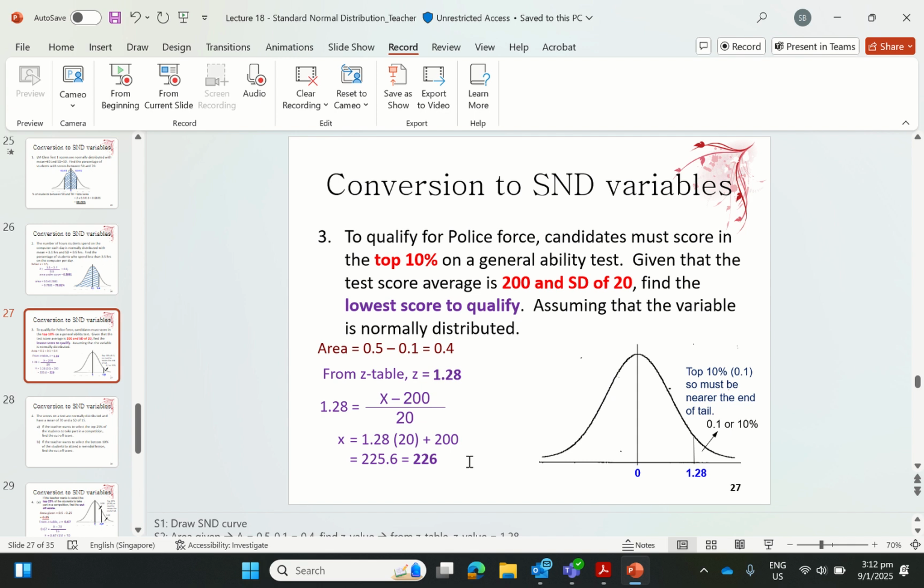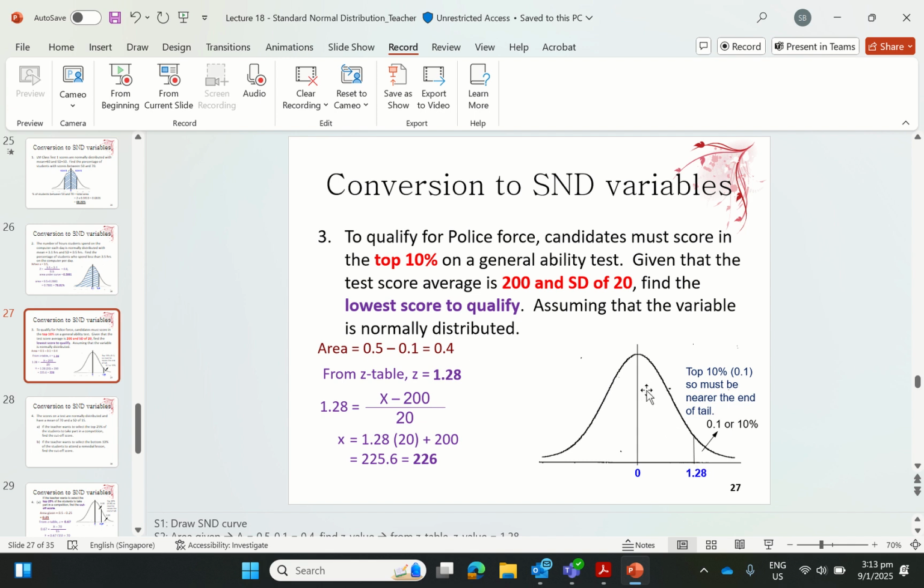Okay, so same thing here. To qualify for the police force, you must score in the top 10%. Top 10%, so the highest scores will be on the right side. So the top 10% is on the far right-hand side, and the area inside there is 0.1 because it is 10%. Okay, so this is the area of 10%. But in order to calculate, I cannot use this area, so I need to find this area. So firstly, I need to get the area of the inside. So 0.5 minus 0.1, I get 0.4.